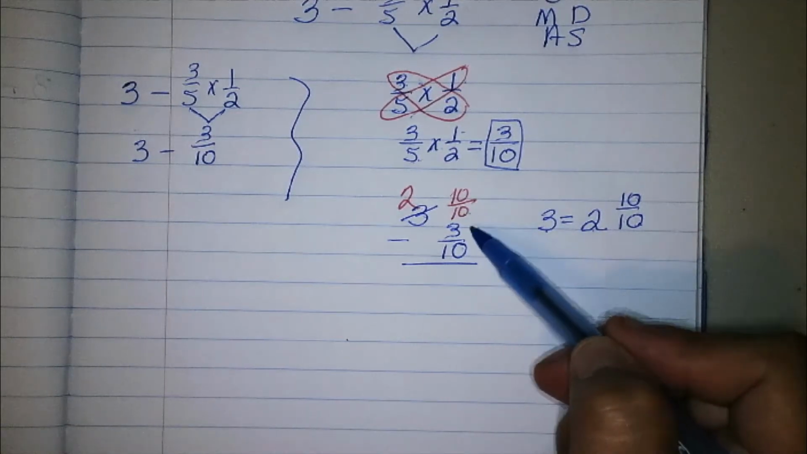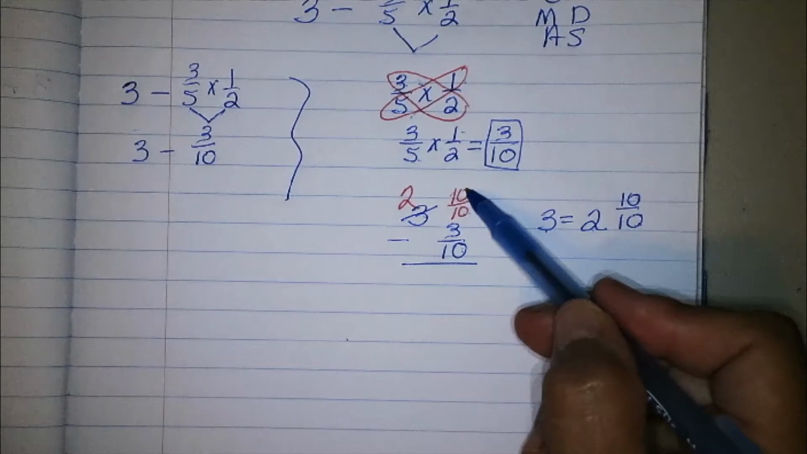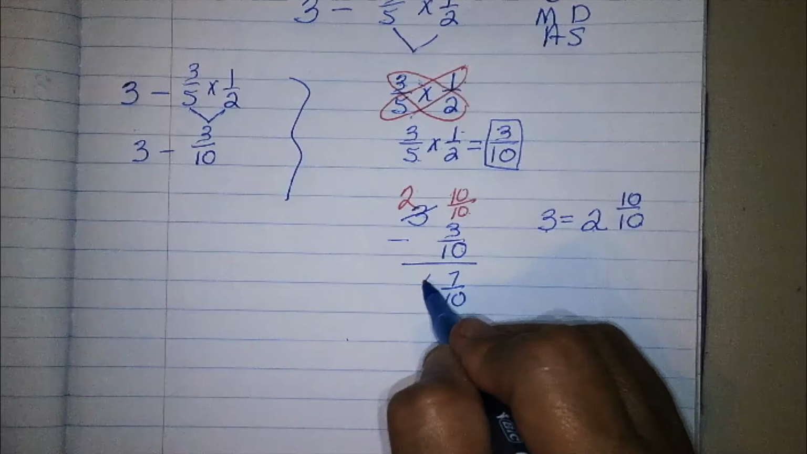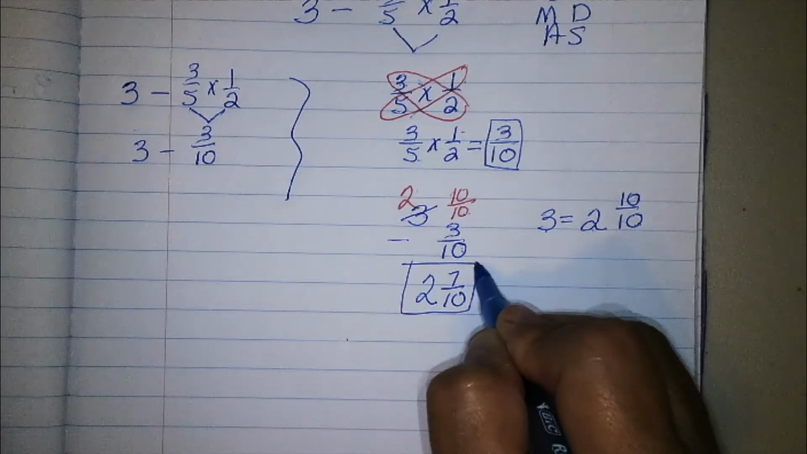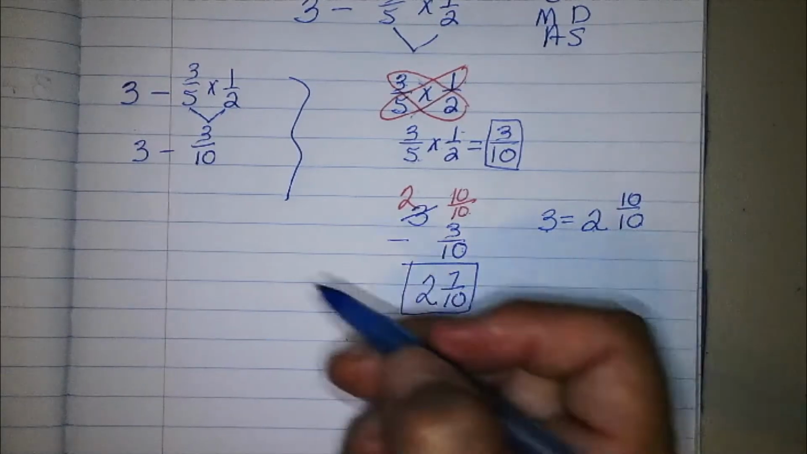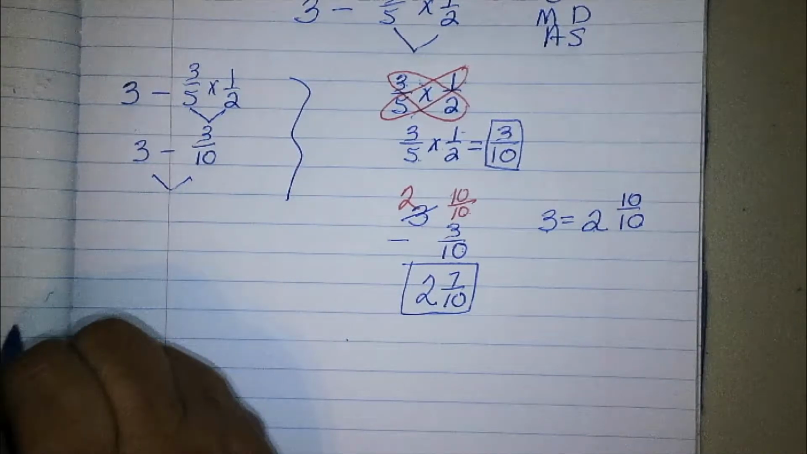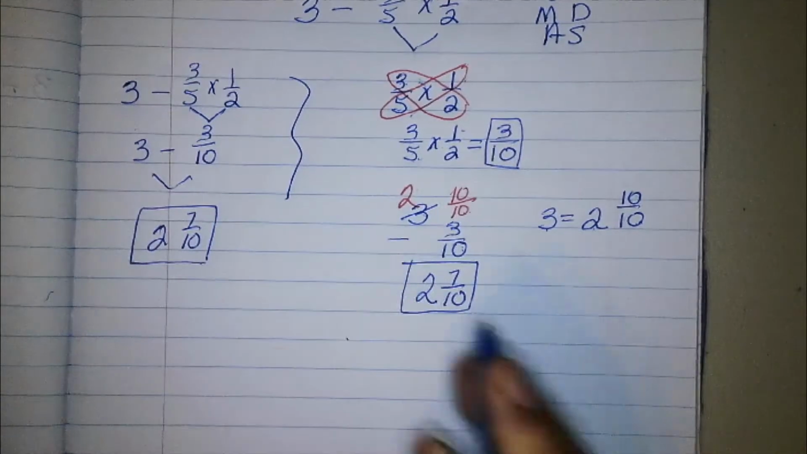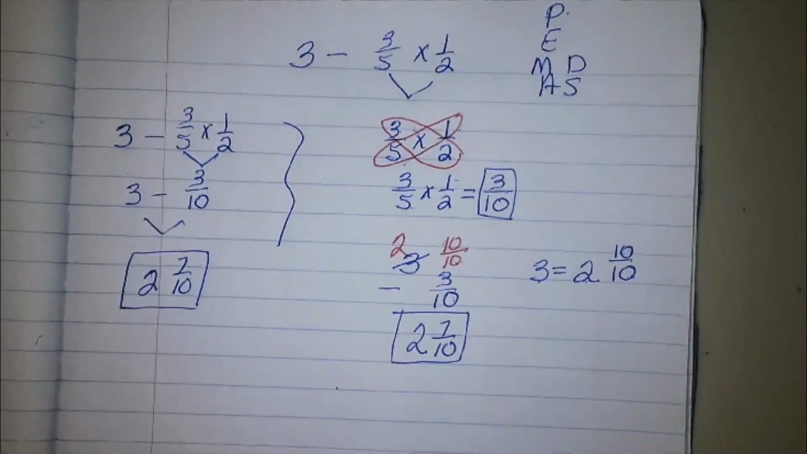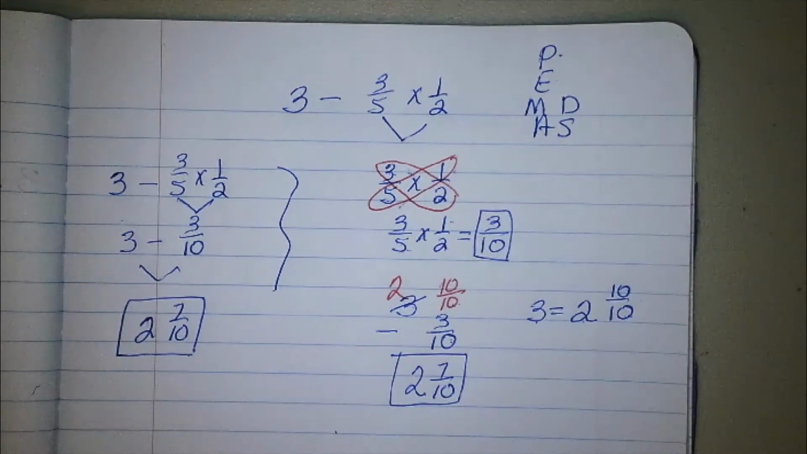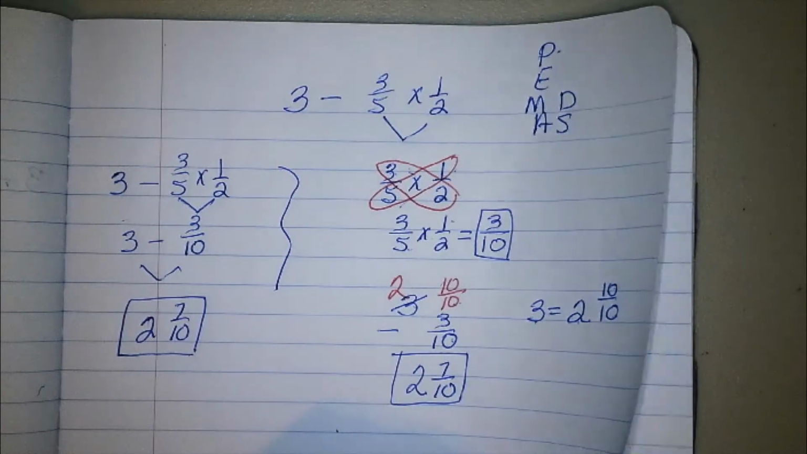Whenever we have a common denominator, we subtract the numerators. 10 minus 3 is 7 over 10, and bring down the 2. Double check that nothing simplifies. 7 is prime, so there are not any common factors between these two numbers. And so we're done. So my answer is 2 and 7/10. Let's try another problem.